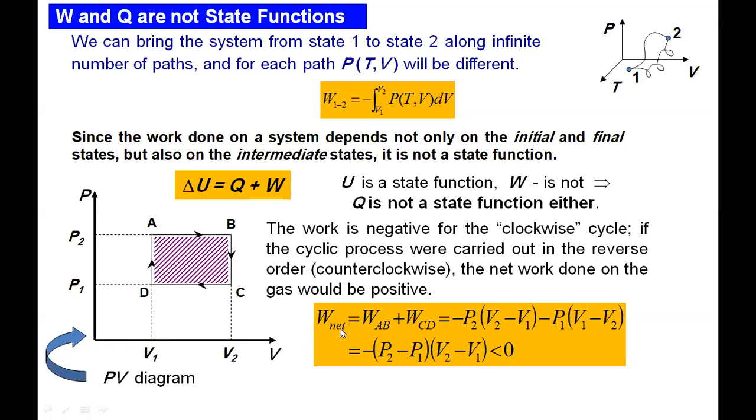So the net work is only the work from A to B plus the work from C to D, which equals minus P2 times (V2 minus V1) minus P1 times (V1 minus V2), which equals minus (P2 minus P1) times (V2 minus V1), and this will be less than zero.